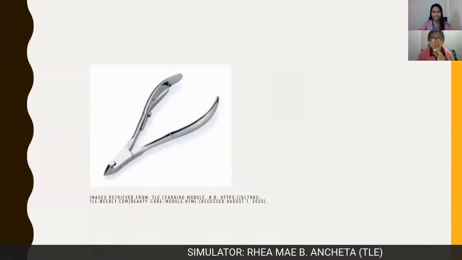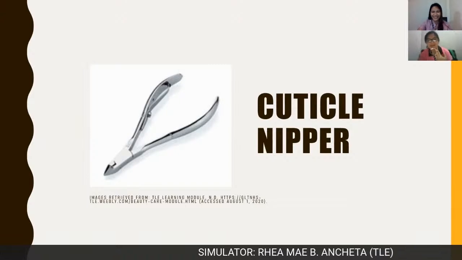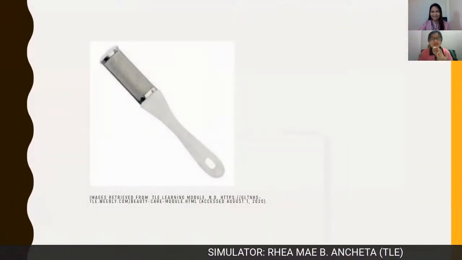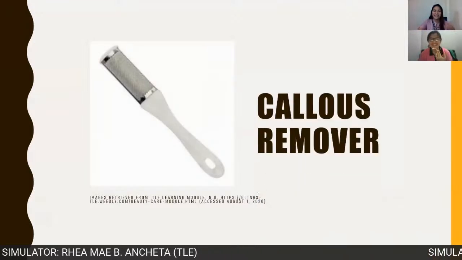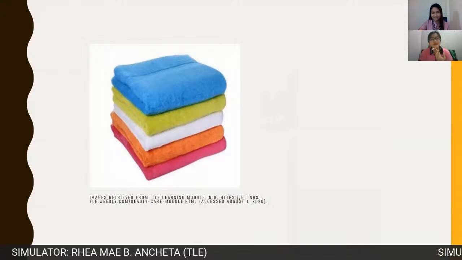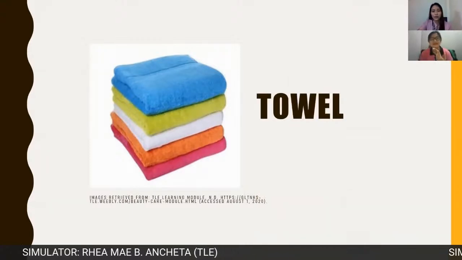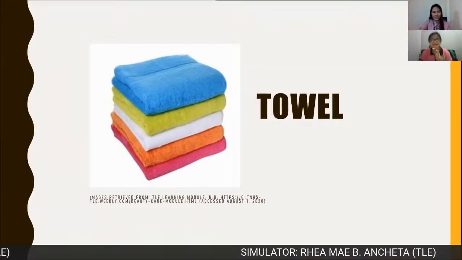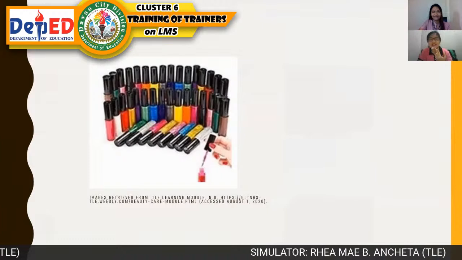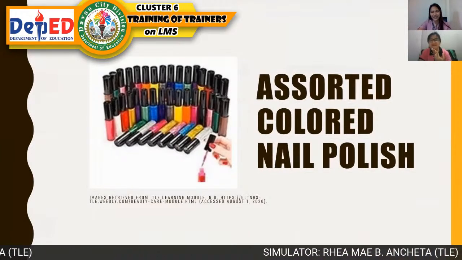I think this is a cuticle nipper, ma'am. Okay, let us check. Very good. It is a cuticle nipper. Number two. Callus remover. Okay, let us check. Callus remover. Very good, Joanna. Number three. Towels or hand towels. Let me check. Very good. Hand towels. Great job. Number four. Assorted nail color or assorted nail polish. Okay, let us see. Very good. Nail polish. Very good, Joanna.